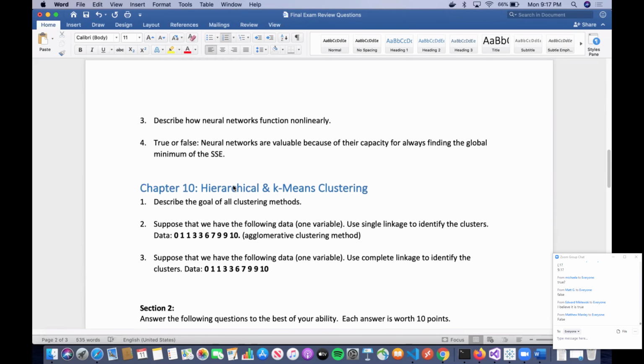Then here we have a true or false also. Neural networks are valuable because of their capacity for always finding the global minimum of the sum of squared errors, right? True or false.